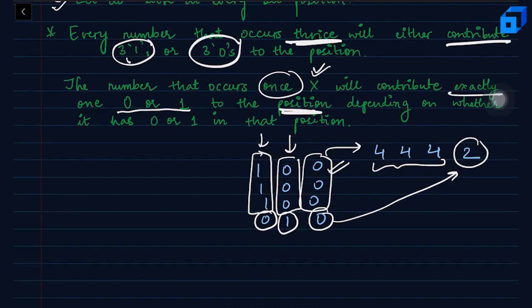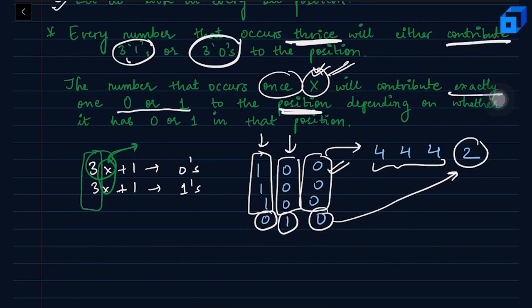So you will see at every bit position, we will have either 3x plus 1 zeros, or we will have 3x plus 1 ones, depending on the bit values of the number x, right? Since every number is appearing in a multiple of 3, this 3x factor depends on the numbers which are occurring thrice. So we will have this 3x factor, because every number is occurring thrice for the bit positions, and this one factor will come because of a number which is uniquely occurring in the array. So using this observation, we will solve our question.